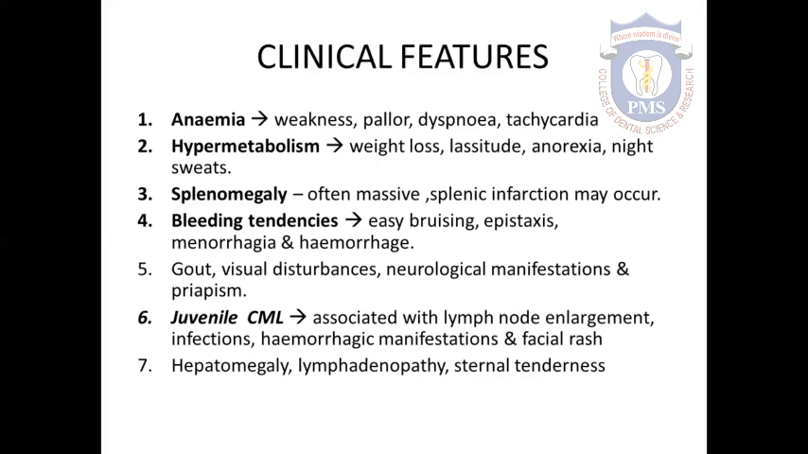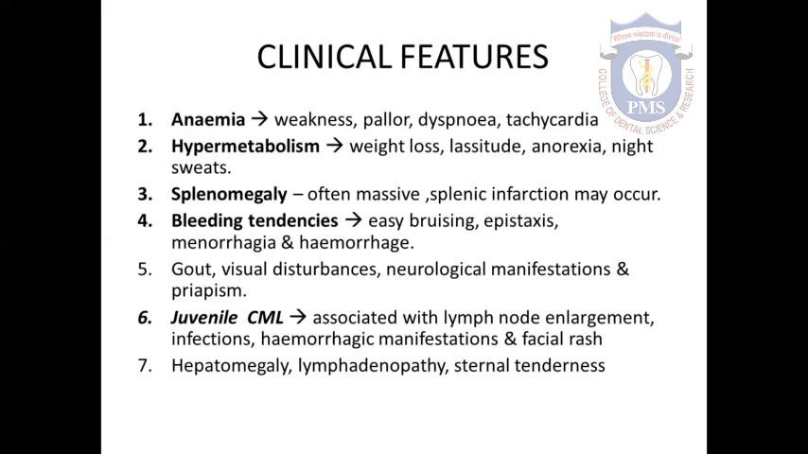Then there will be splenomegaly, which results from extramedullary hematopoiesis as well as the infiltration of spleen by leukemic cells. The splenomegaly is often massive, and splenic infarction may occur. Bleeding tendencies will be seen, especially in the later stages, due to thrombocytopenia or decrease in platelet count. The patient will be presenting with easy bruising, epistaxis, menorrhagia, and hemorrhage.